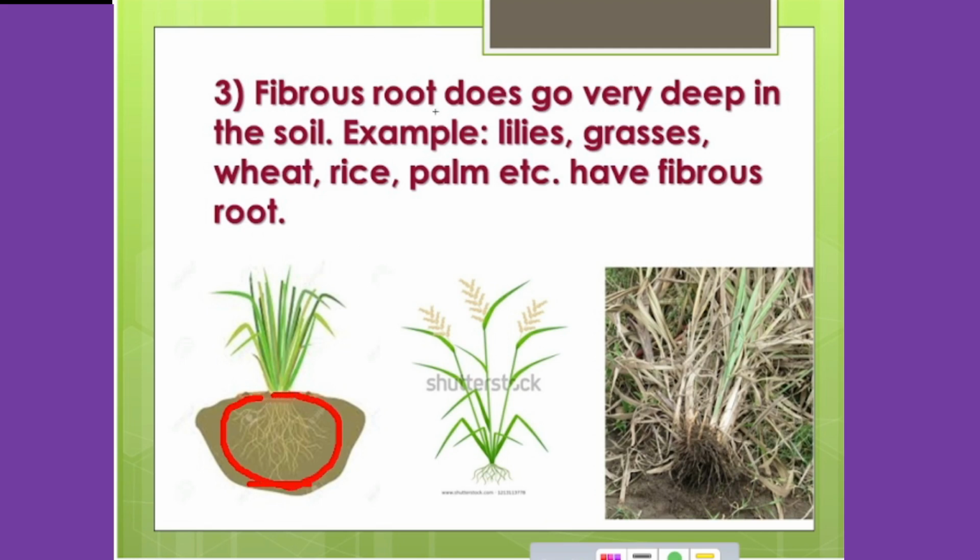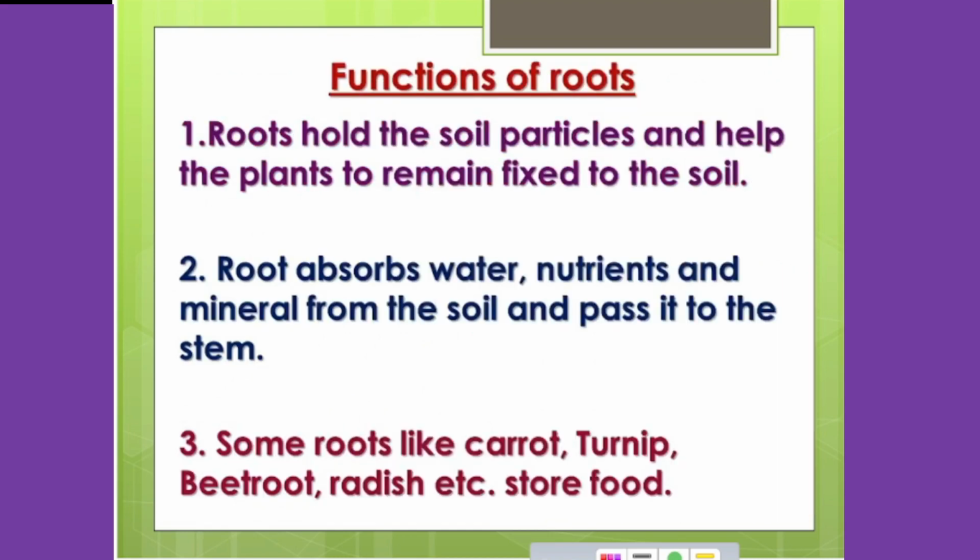The fibrous root does not go very deep in the soil. For example, lilies, grasses, wheat, rice, palm have the fibrous roots. Fibrous root means a bunch of roots are there. There is no main root. So my dear students, like that, roots are divided into two types, that is the taproot and fibrous root.